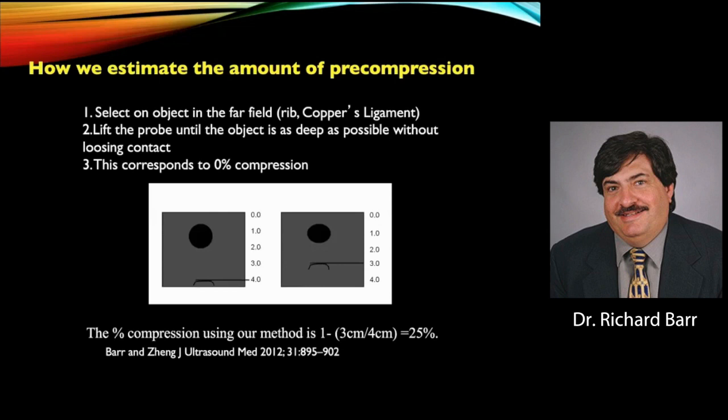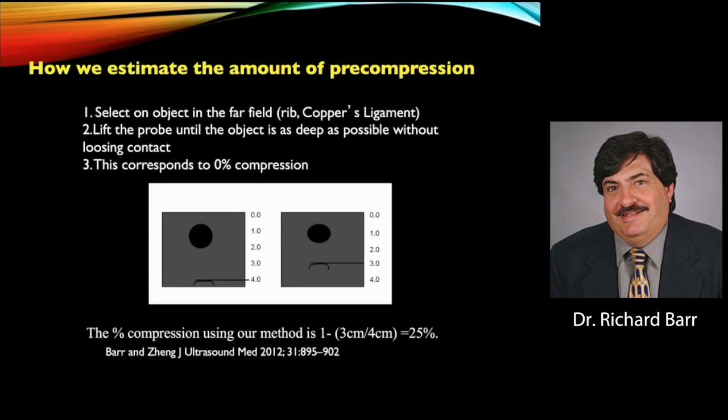So we did a study, and what I found was to train our sonographers how to do this and be uniform and everybody do the same. We pick an object in the image. So it can be a rib, it can be a Cooper's ligament, it can be a calcification.